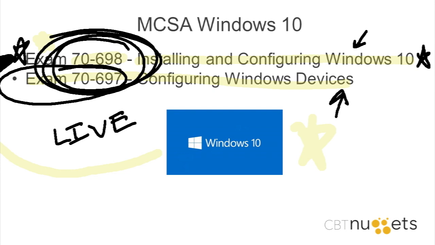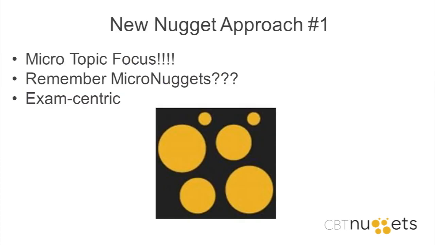Now, in addition to that incredibly exciting news today in this webinar, I have something else to tell you. There are 2 new approaches that we're going to be telling you about on these Windows courses that I think you are going to absolutely love. The first new Nugget approach that we're going to be revealing for you is our micro topic focus. This is funny because we used to do these things on YouTube that everybody loved. They were called micro nuggets. Remember those? They would be, I'd say 5 to 10 or 13-minute little micro nuggets. Well, that micro nugget approach is now our approach to these classes.